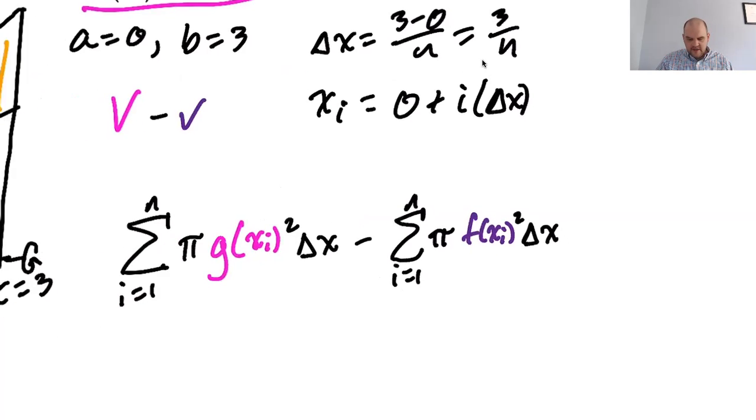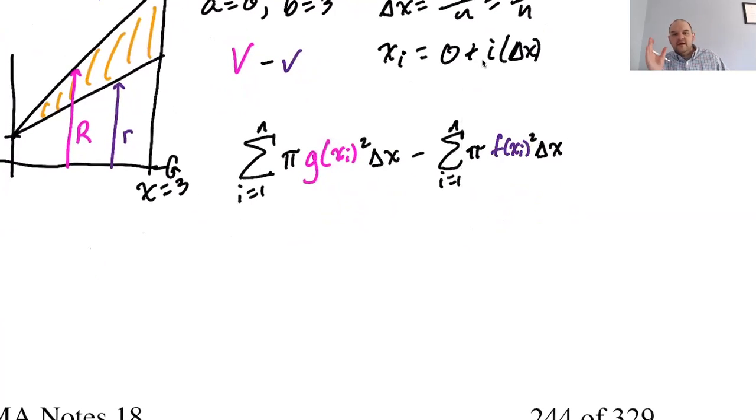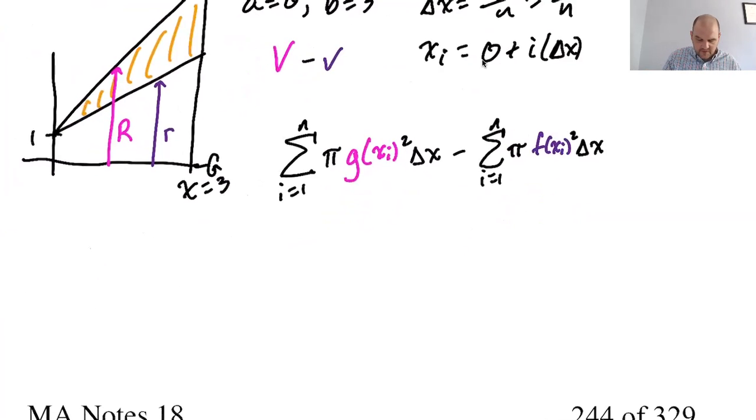Okay, so this is going to work. But look at it, right? They're both the sum from 1 to n. They both have a pi. They both have a delta x. So I could calculate both of them separately, but I could also use some of the properties of summation. So that's what I'm going to do.